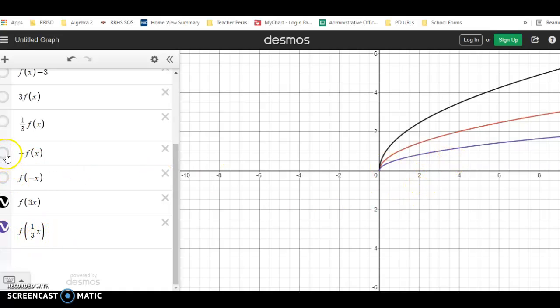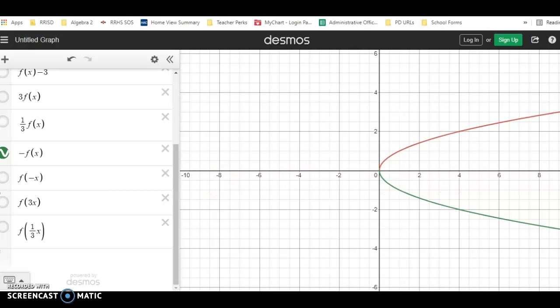Now let's go to the reflections. When the negative is outside of the function, it's a vertical reflection, meaning it is reflecting over the x-axis.